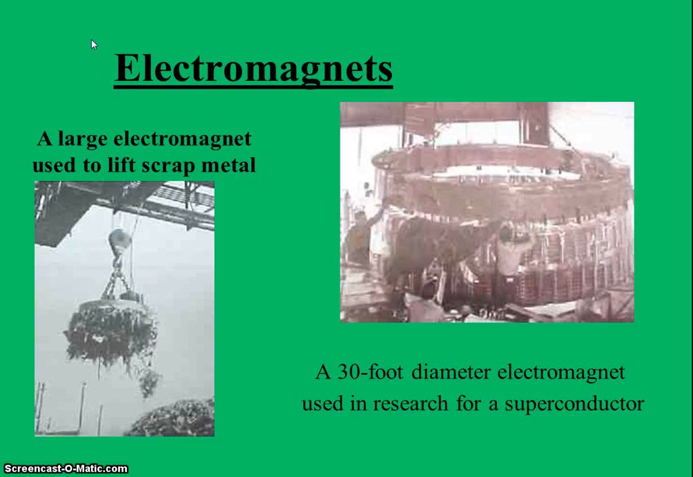Electromagnets. Now we're combining electricity and magnetism. Electromagnets are formed by wrapping a wire around specific metals, running a current through that wire, and then it turns that metal into a magnet. This is a very large electromagnet used to pick up scrap metal.